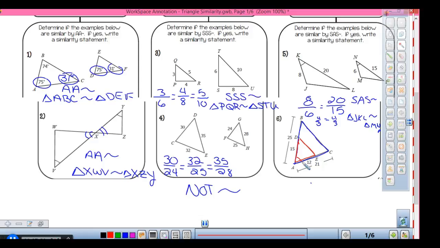Alright, so we got to check our proportions. 15 is to 25 as 12 is to 21. So here we divide them by 5. 3/5 equals, divide by 3, 4/7. So are they similar? Not similar. Because those fractions have to be the same.